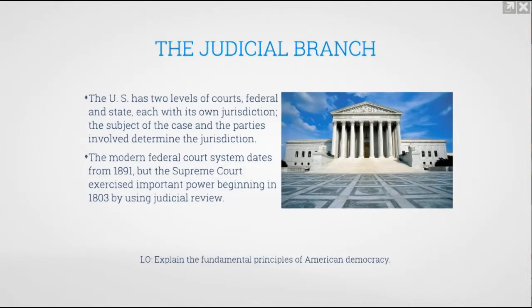The judicial branch. The U.S. has 2 levels of courts, federal and state, each with its own jurisdiction. The subject of the case and the parties involved determine the jurisdiction. The modern federal court system dates from 1891, but the Supreme Court exercised important power beginning in 1803, using judicial review.